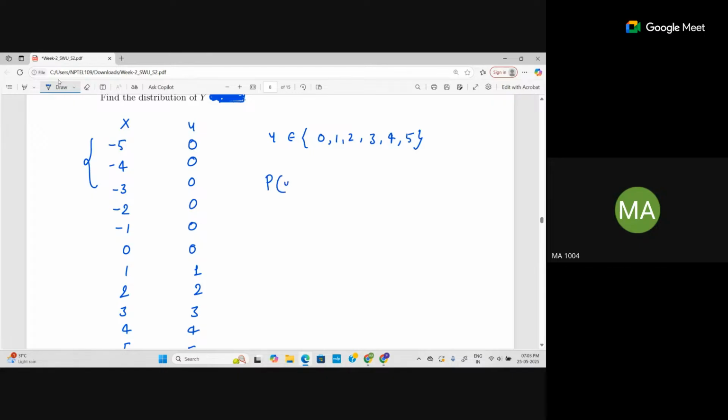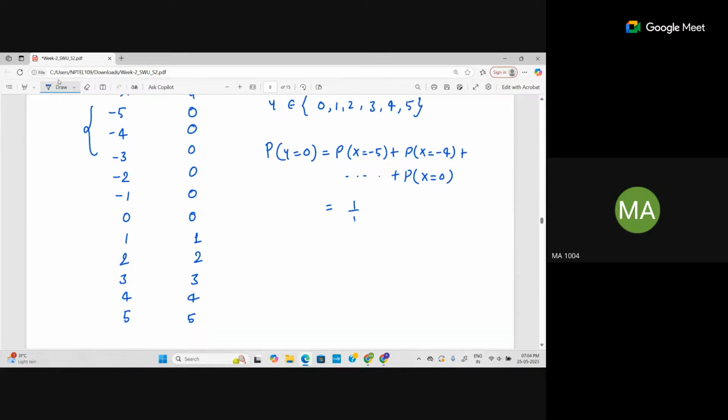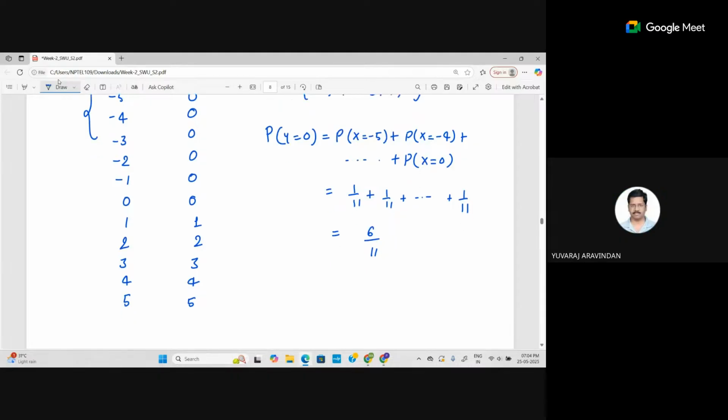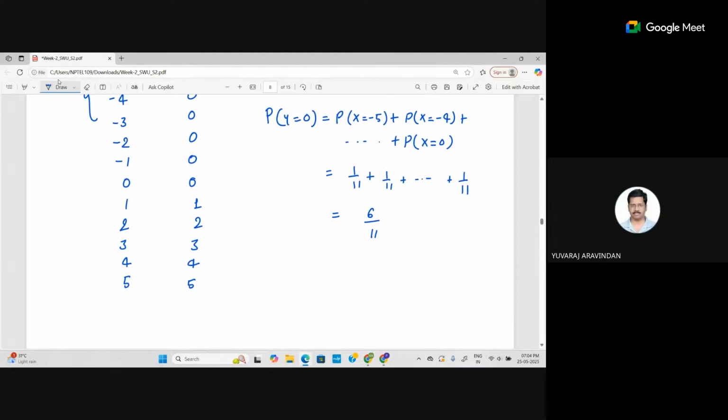So I am writing it. y equals 0 means we have to add x equals -5 plus x equals -4, and so on up to -5, -4, -3, -2, -1, and 0. I'm not writing all the cases, I hope you will be able to understand. So 1 by 11 plus 1 by 11, six times, so this will be 6 by 11. y equal to 0 will not come there, because only x greater than 0 should come.